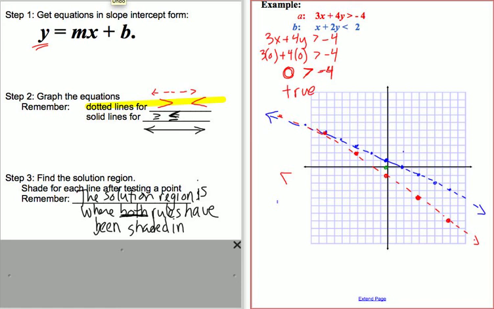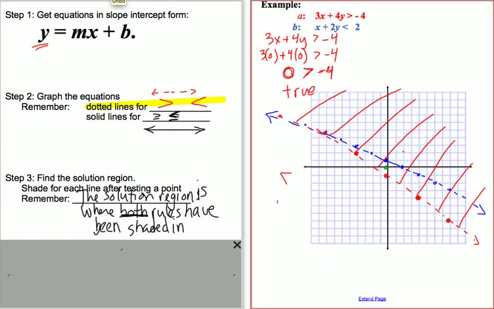So the red line is going to be shaded towards that 0, 0 point, that green point. That means I'm going to shade above the red line. So I'm going to shade up here above the red line. That's the red solution region. But I'm looking for where red and blue are both shaded.